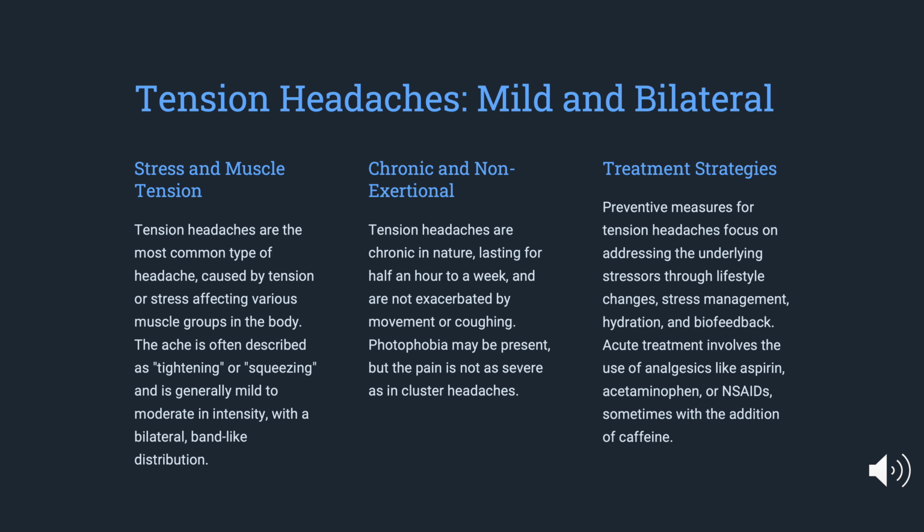Preventive measures for tension headaches prioritize addressing underlying stressors through lifestyle modifications, stress management techniques, hydration, and biofeedback. In terms of acute treatment, analgesics such as aspirin, acetaminophen, or NSAIDs are commonly used, sometimes in combination with caffeine to enhance efficacy and alleviate symptoms.